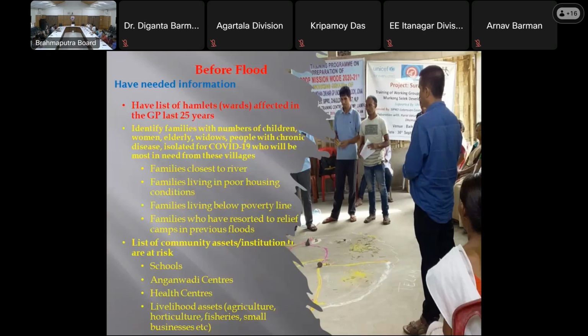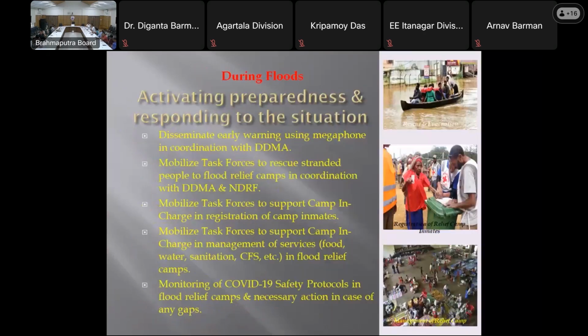And during flood, we have to activate our preparedness and respond to the situation. Suppose we disseminate the early warning using the megaphone in coordination with DDMA, the District Disaster Management Authority. So mobilize the task force to rescue the stranded people to flood relief camps.